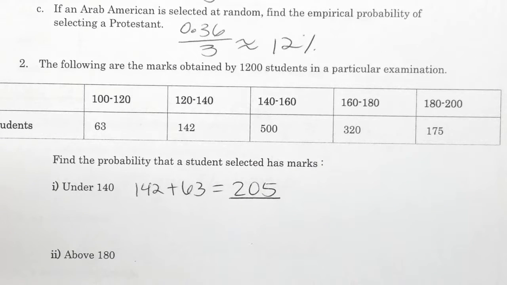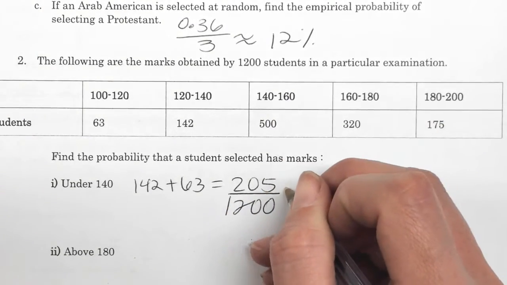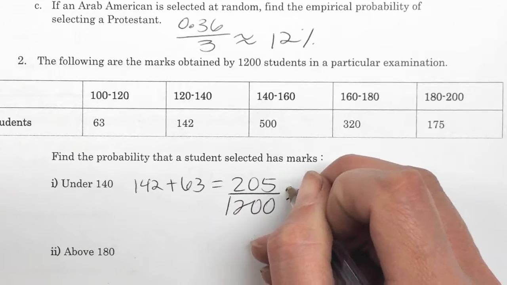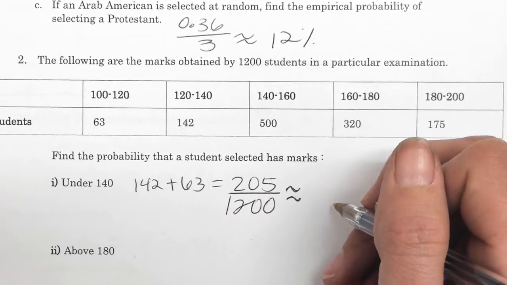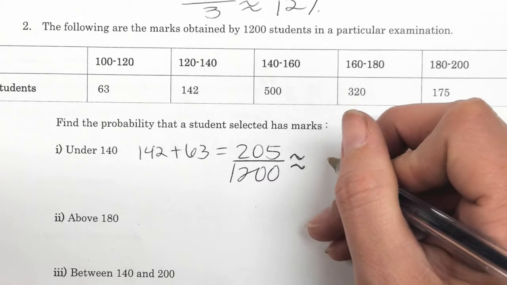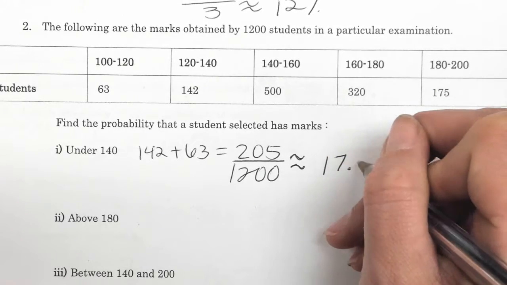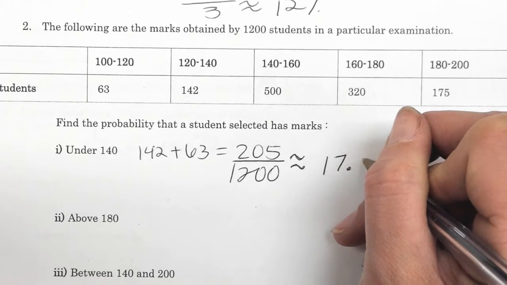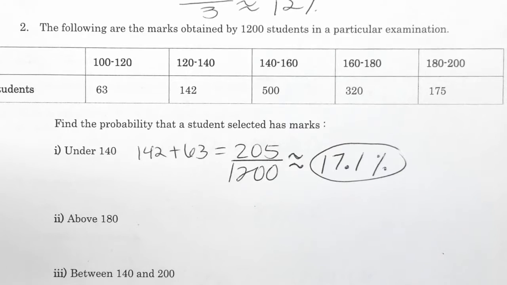Out of how many? 1,200. Good. Go ahead, and I won't make you simplify this because it'll take us a while. Go ahead and tell me what that percentage would look like. 17 point what? Well, there's 0.8. So 17. Good. 17.1% of the students scored under 140.